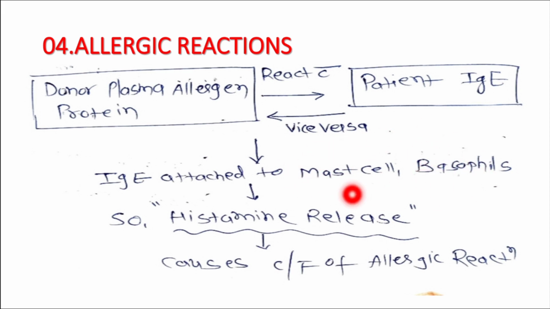So they will release their content. What is the main content of mast cells and basophils? Yes, the main content is histamine. The histamine will be released from the mast cell and basophil because of IgE activation by binding to the allergen. And because of histamine release, you will have the allergic reaction.